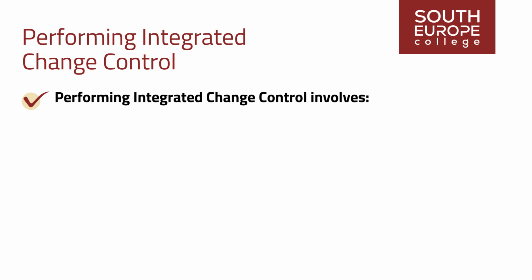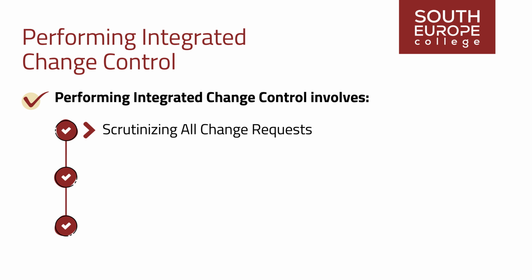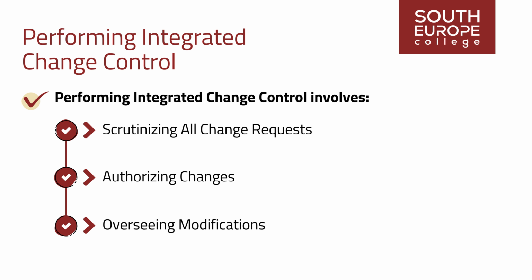Performing integrated change control involves scrutinizing all change requests, authorizing changes, and overseeing modifications to deliverables, organizational process assets, project documents, and the project management plan. The process evaluates change requests related to project documents, deliverables, or the project management plan, deciding on their resolution.